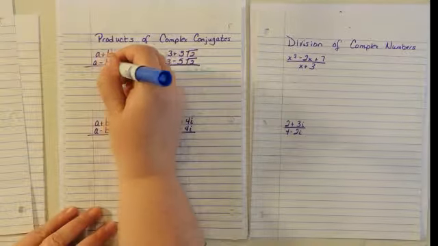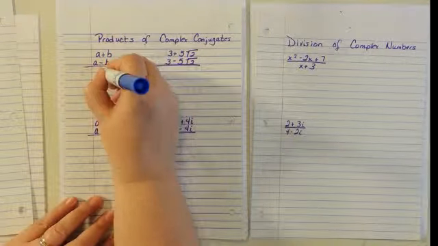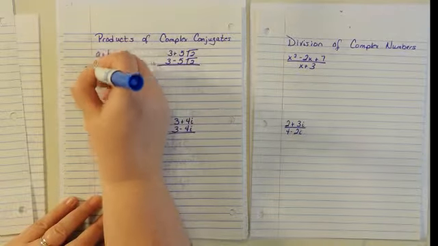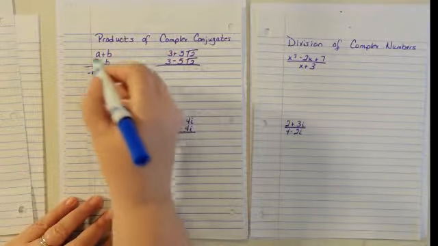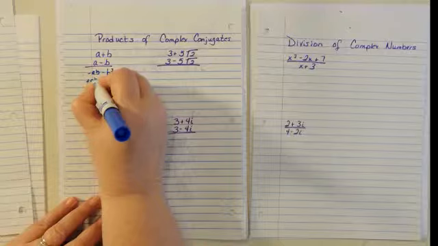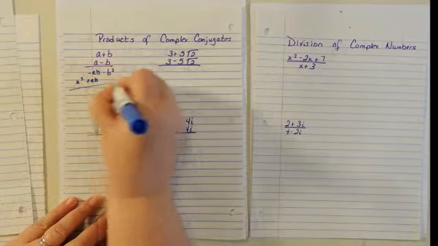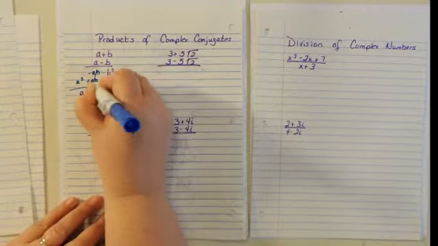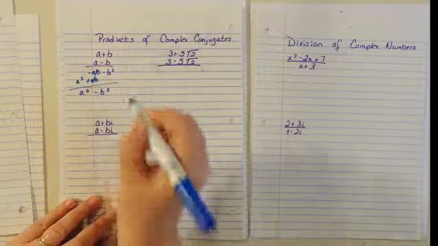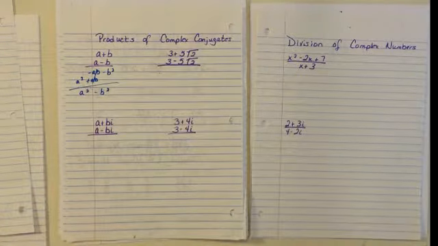So a plus b times a minus b, we get -b squared, minus ab plus ab, and a squared. So we've got a squared, these cancel, minus b squared. Alright, we have the difference of two squares.